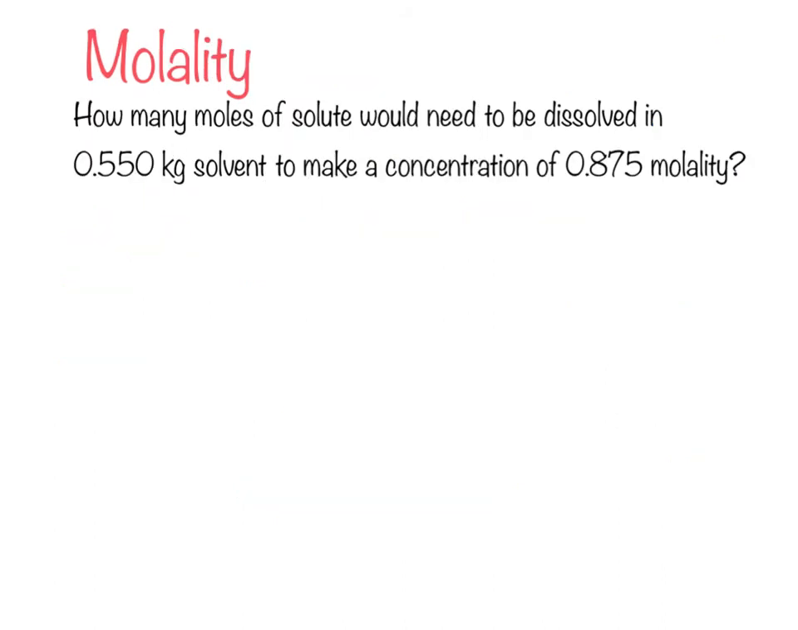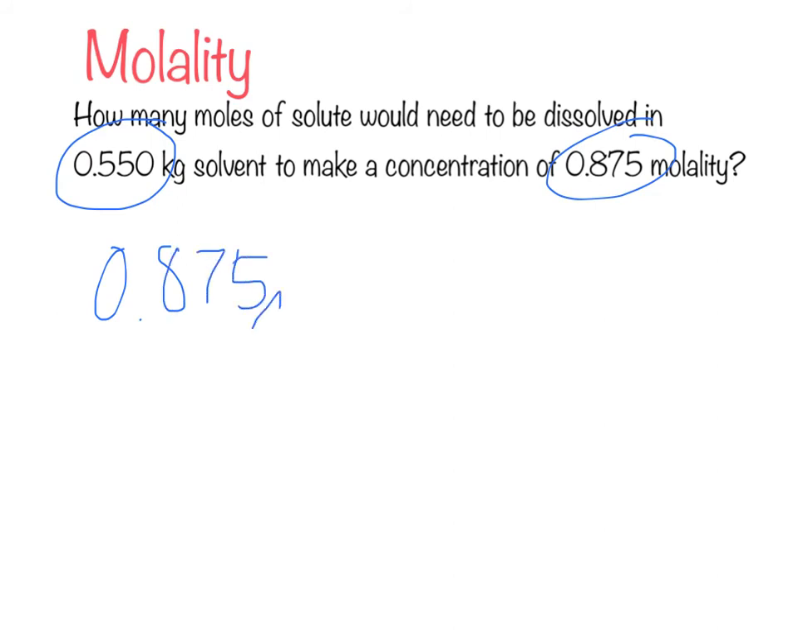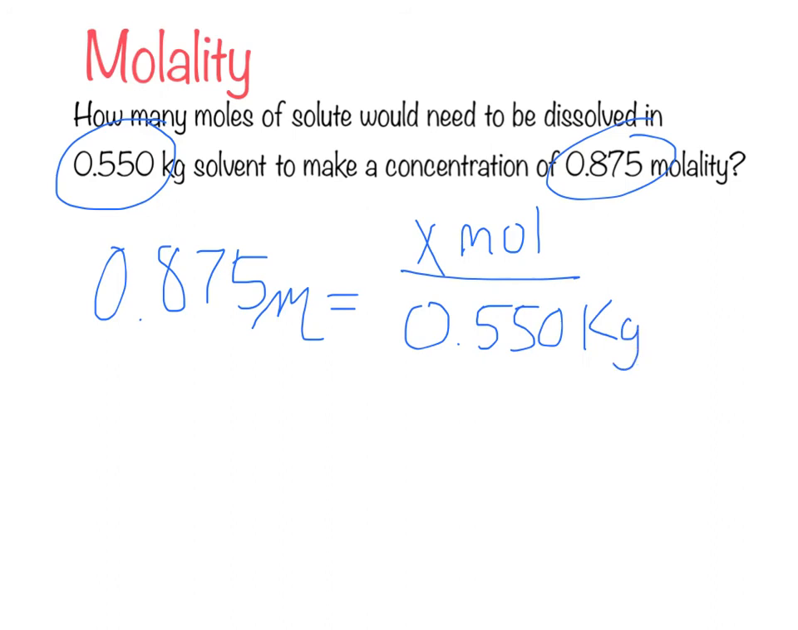In this sample problem, how many moles of solute would need to be dissolved in 0.550 kilograms of solvent to make a concentration of 0.875 molality? Alright, so we're going to start with our 0.875 molality and our 0.550 kilograms and figure out the number of moles. So 0.875 molality equals some number of moles, x, over the 0.550 kilograms. We're going to solve for our x, so we need to get it by itself.